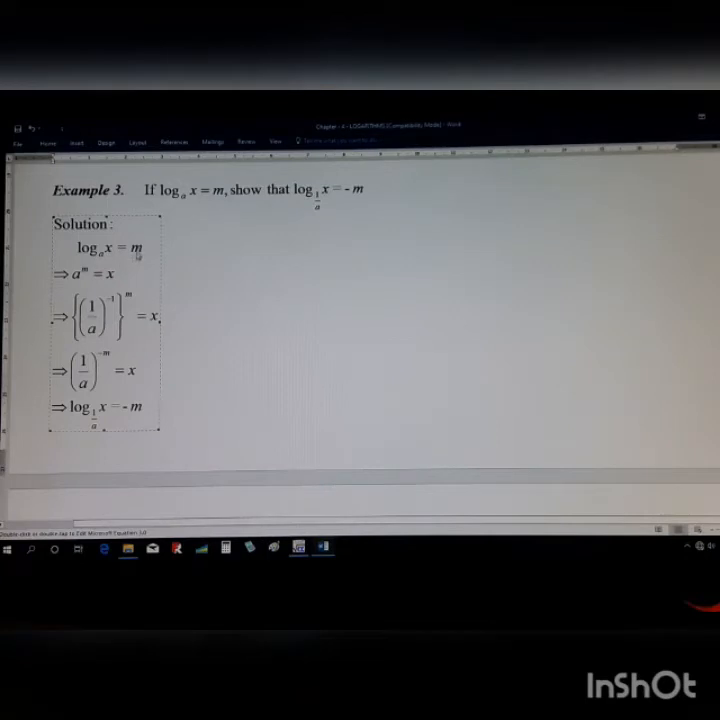Then let us express this in the exponential form. Then we have a power m. A power m will be x. This is the exponential form.